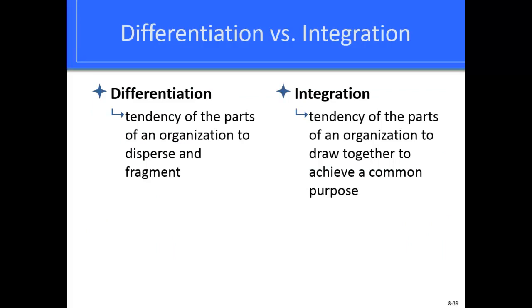Now, instead of the mechanistic-organic dimension, Paul Lawrence and Jay Lorsch proposed a differentiation-integration dimension, forces that impel the parts of an organization to move apart or come together. The stability of the environment confronting the parts of the organization determines the degree of differentiation or integration that is appropriate. Differentiation is the tendency of the parts of an organization to disperse and fragment.